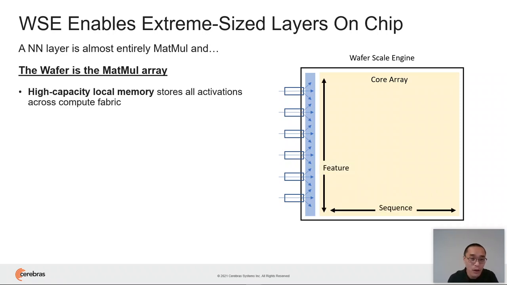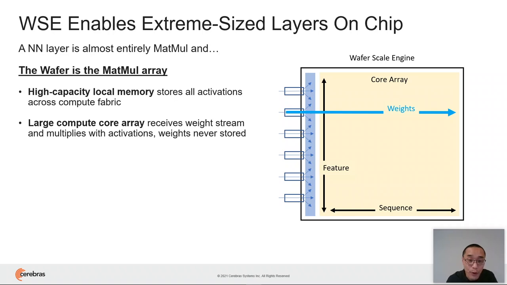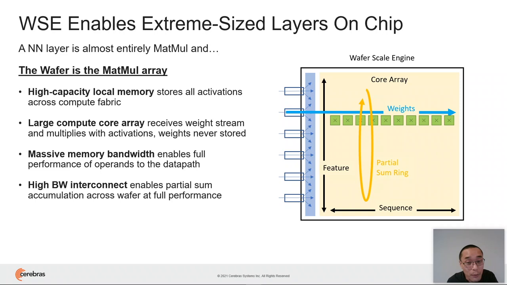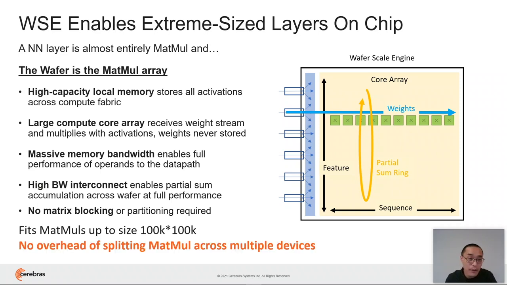Here's how that works. We start with activations distributed across the wafer's on-chip memory. As the weights stream through, they're multiplied with the local activations. This is the main compute part of the matrix multiply. And recall, the weights are never stored on the wafer, so we don't use any of that local memory capacity. We then get full performance from the massive memory bandwidth that's feeding these data paths, and finally the resulting partial sums are accumulated using the extremely high performance uniform fabric bandwidth across the entire wafer. There's no need to block or to partition the matrix. Because of the sheer size of the wafer, we can operate on the full range of matrix sizes without additional complexity or loss of performance. That's matrix sizes up to 100,000 by 100,000.